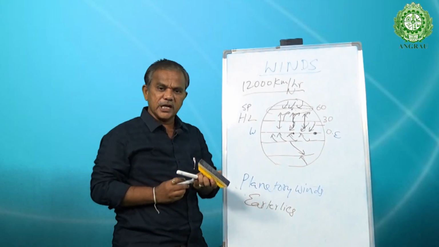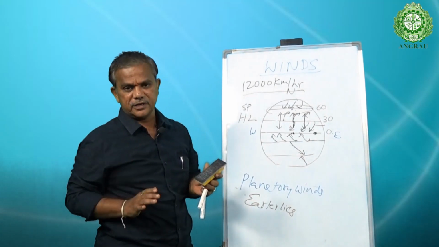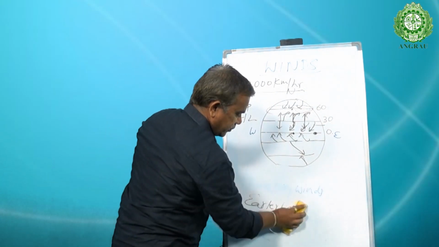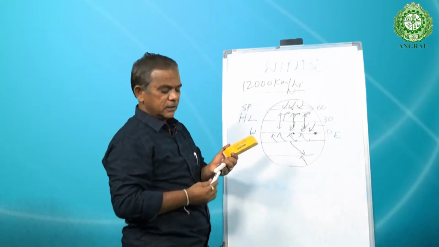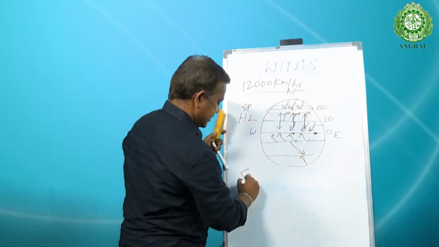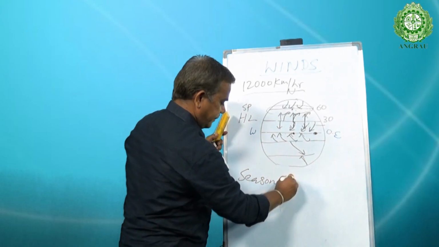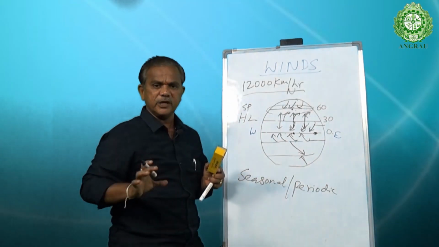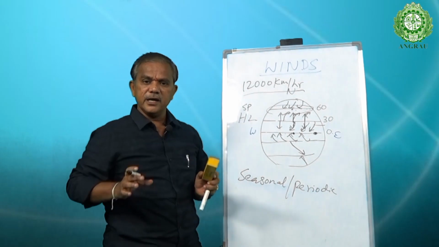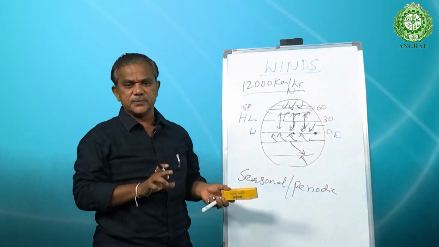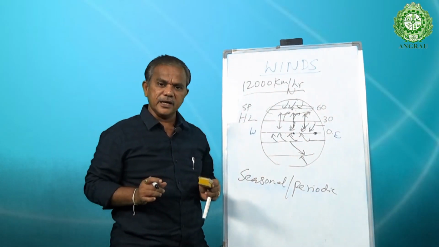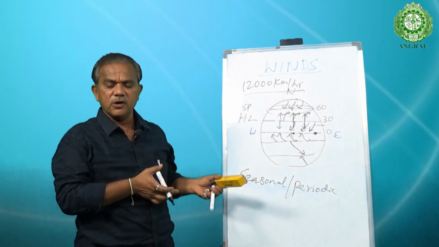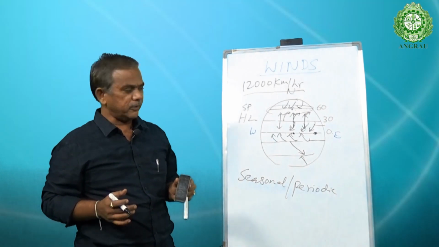Similarly, we have winds which blow seasonally in nature, which are also called periodic winds. We call this the second category, seasonal or periodic winds. Periodic means they occur for a small period of time, 3 to 4 months. India and many countries are blessed by these periodic winds, and India is a country which benefits a lot from them. Under this category we have the monsoon type of winds.